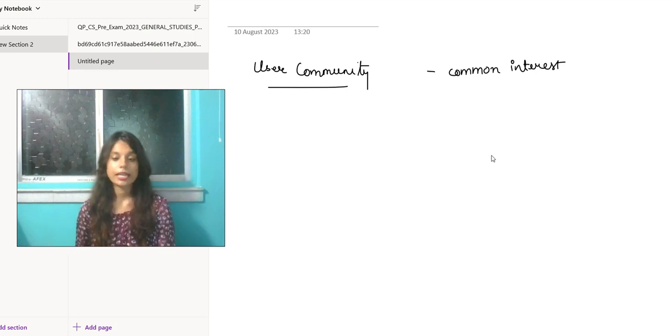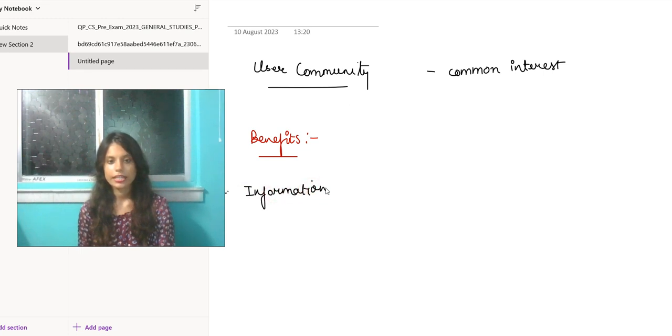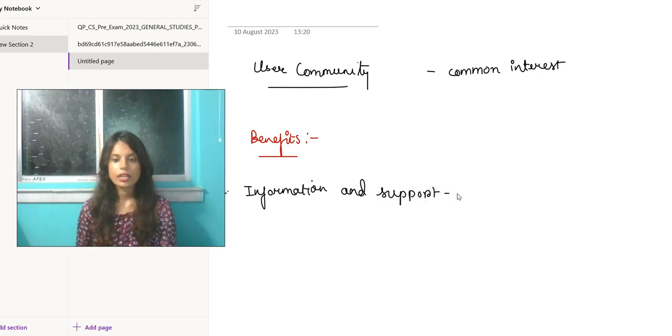So user communities can provide a variety of benefits for users. So what can be the benefits of user society or user community? Benefits: information and support. That's the most important thing which the user community can help you with. Information and support. Now, user communities can provide users with information and support about using a product, about using a service or technology.